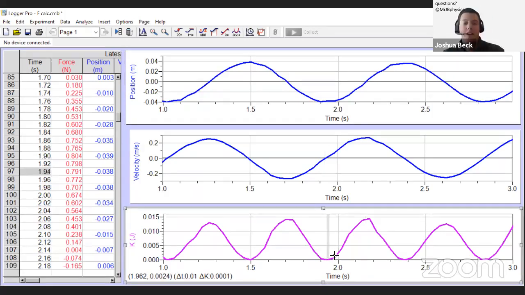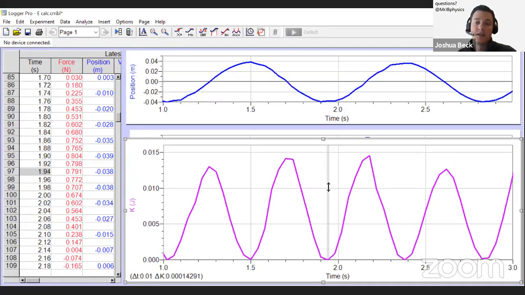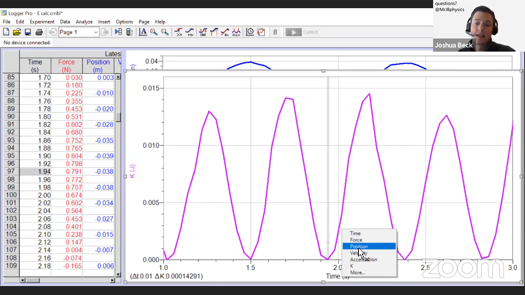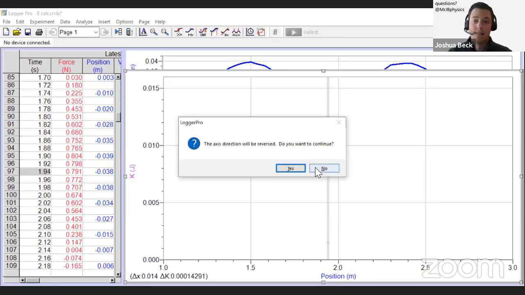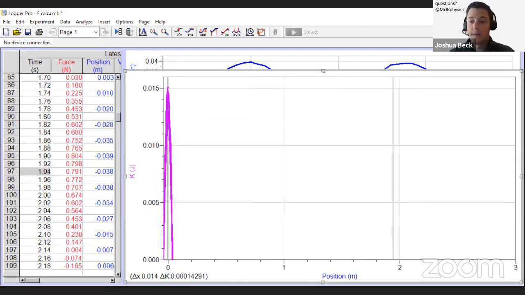Well, that's okay. The graph that I drew was kinetic energy as a function of displacement, not as a function of time. So I'm going to make this graph a little bigger, and I'm going to change the axes here. Our displacement is supposed to be on our x-axis. So I'm going to put position here. Now we don't see anything because I don't have it scaled appropriately. So let's go ahead and set the maximum displacement that I had, which was negative 0.04 on one side and positive 0.04 meters on the other side.